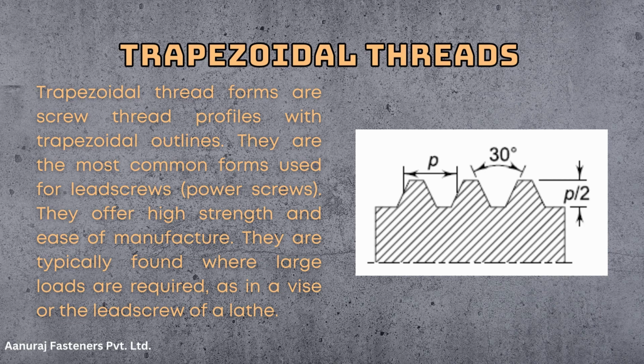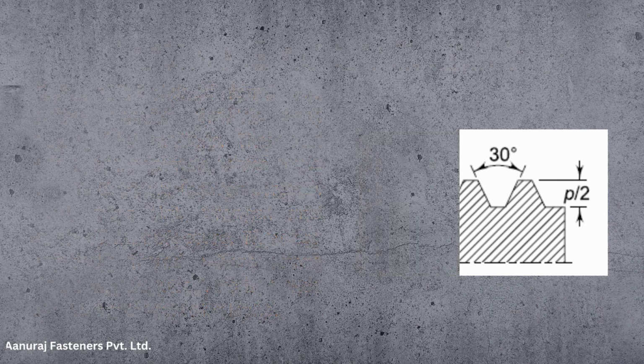Trapezoidal threads. Trapezoidal thread forms are screw thread profiles with trapezoidal outlines. They are the most common form used for lead screws, power screws. They offer high strength and ease of manufacture. They are typically found where large loads are required, as in a vise or the lead screw of a lathe.